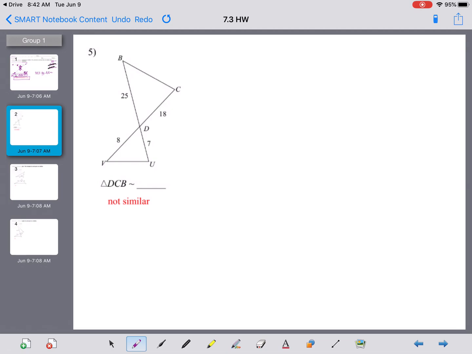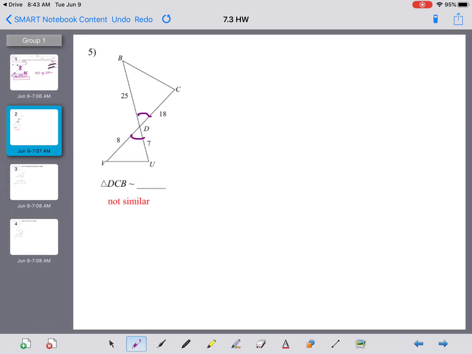Actually, I believe 5 through 8 work in kind of a similar manner. So let's take a look at what's going on with number 5 here. Now, unlike number 1, no tick marks were given to us. However, we once again have 2 intersecting lines, and that's going to create another pair of vertical angles right here. Angle BDC is congruent to angle VDU.